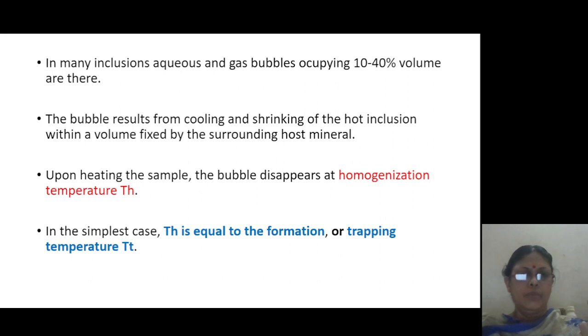the fixed volume of the inclusion. It is the whole volume of the inclusion. Within that whole volume there is a bubble, which is caused by shrinking of the hot inclusion. Upon heating the sample, the bubble disappears. Why does the bubble disappear? Because the volume of the fluid increases, the bubble is not there anymore, and the inclusion becomes homogenized, and the temperature at which this homogenization takes place is called the homogenization temperature, TH.